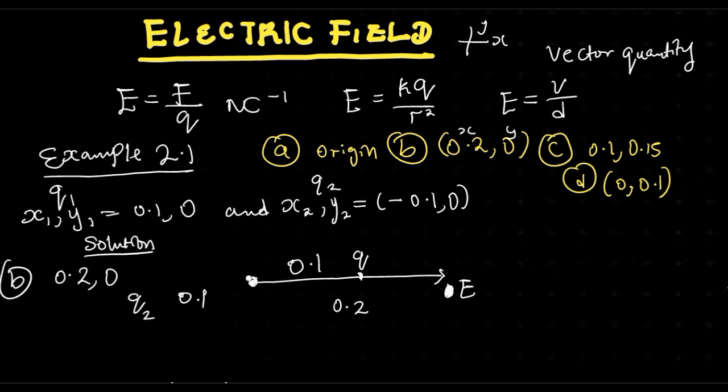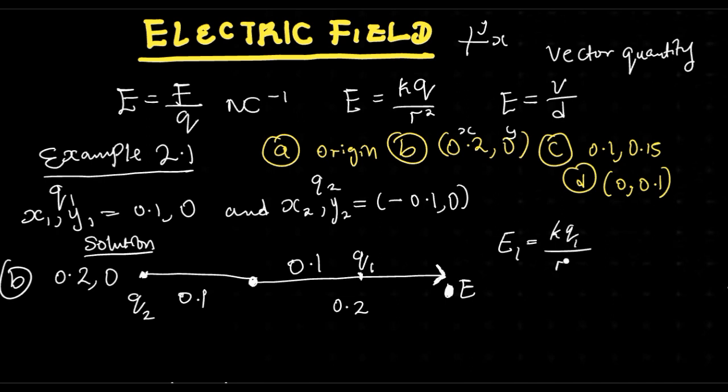So this is where Q2 is located, and this is where Q1 is located. But this is where we are looking for the electric field intensity, this point. So this is Q1, and this is Q2. We look for the electric field of Q1 to this point, and Q2 to this point, then we sum it together.